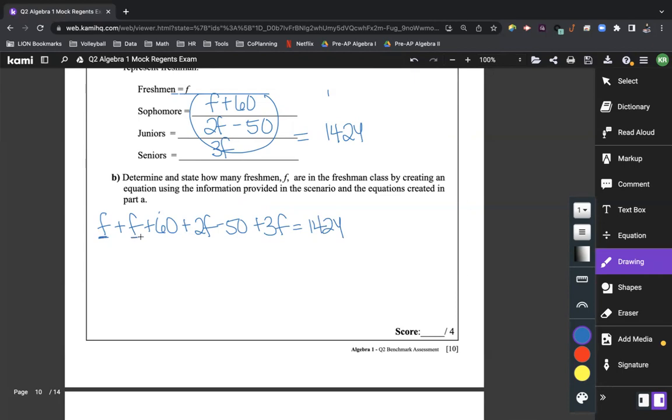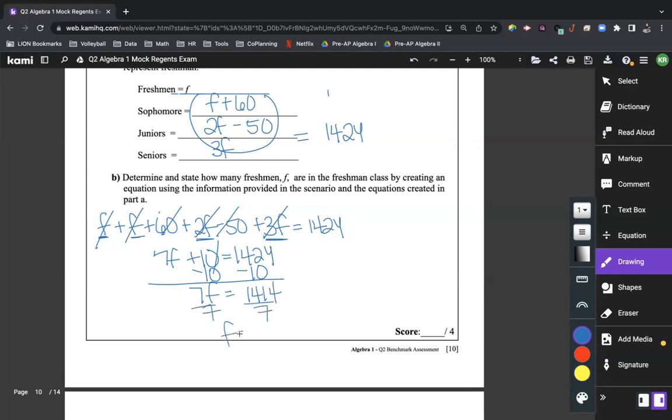Like terms, I got 1, 2, 3, 4 terms that are like. 3 and 2 is 5, 6, 7. So I have 7F. Now I got 60 minus 50, which is 10, plus 10 equals 1424. Subtract 10 from both sides. 7F is equal to 1414. Divide by 7. F is equal to, I believe it's 22.